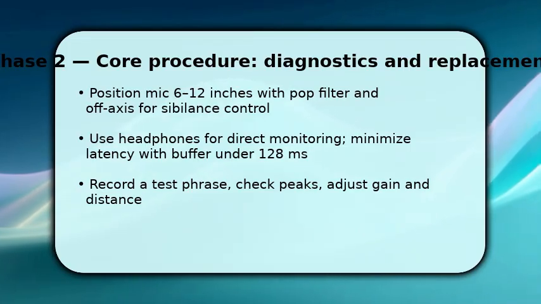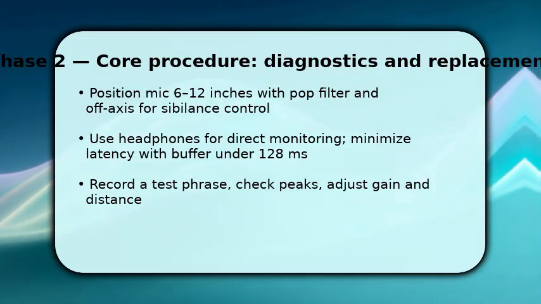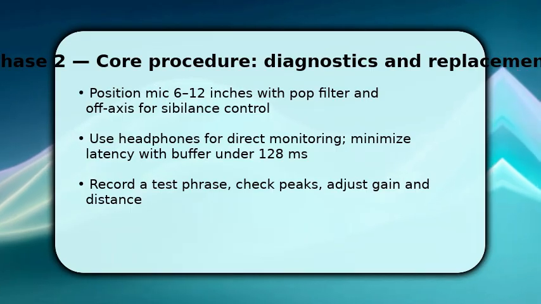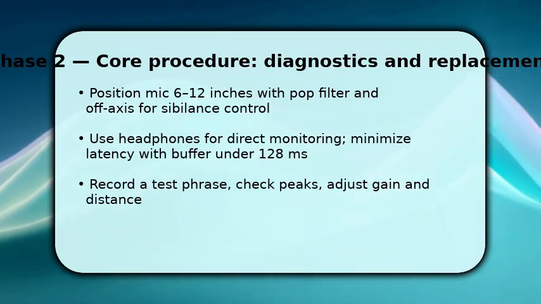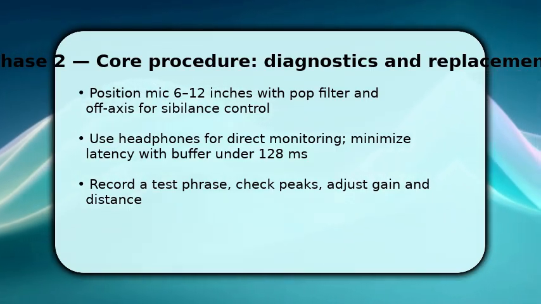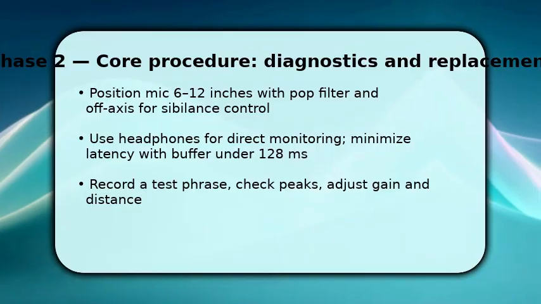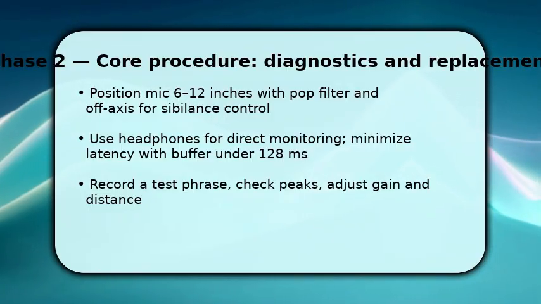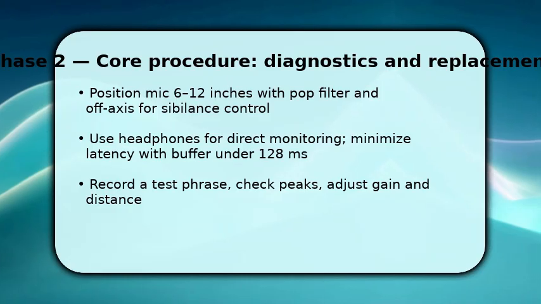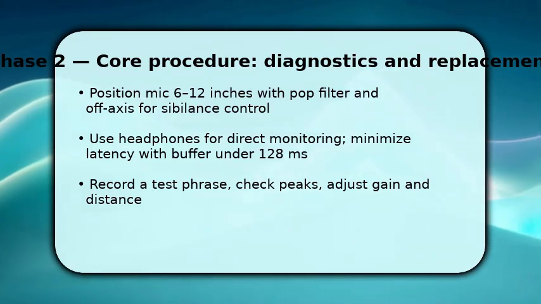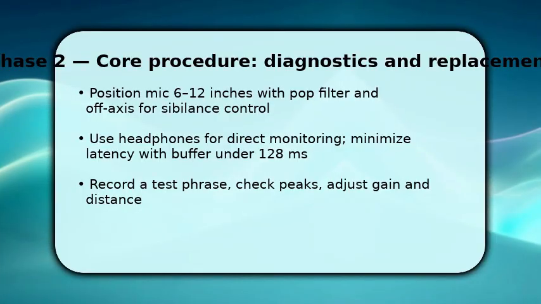Place the mic 6 to 12 inches away, slightly off-axis, and use a pop filter to tame plosives. This controls proximity effect and keeps bass even. Make a test phrase and listen with closed-back headphones, using the interface's direct monitoring or the app's low-latency mode to avoid echo. If you hear clipping, lower gain or step back.